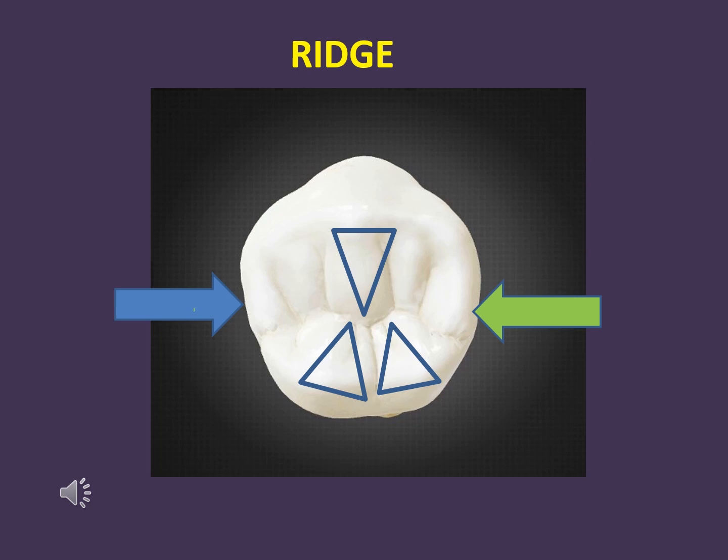Then we will see the mesial marginal ridge and the distal marginal ridge. The blue arrow indicates the mesial marginal ridge, whereas the green arrow indicates the distal marginal ridge. The distal marginal ridge is slightly concave and cervically located, whereas the mesial marginal ridge is straight and occlusally placed.